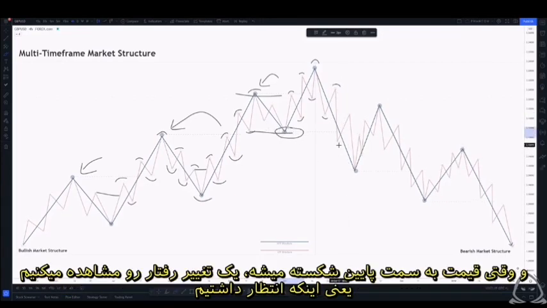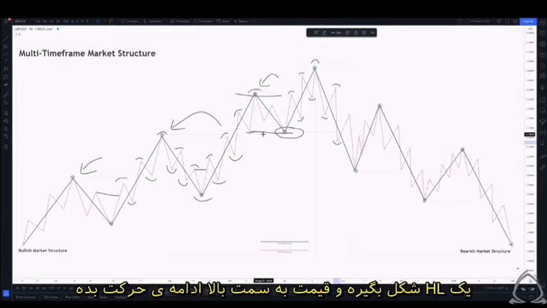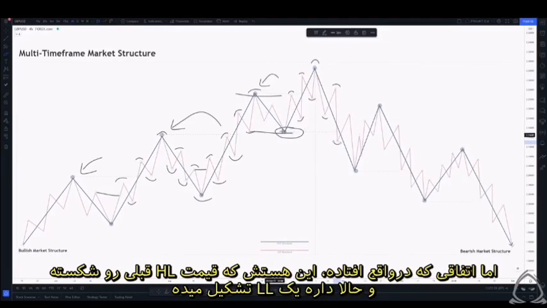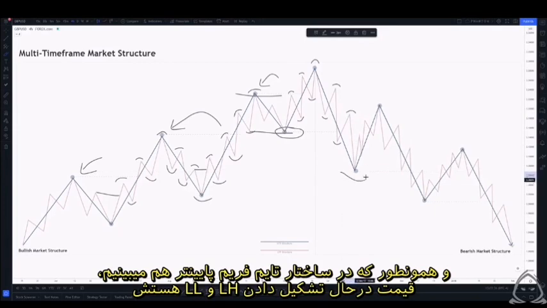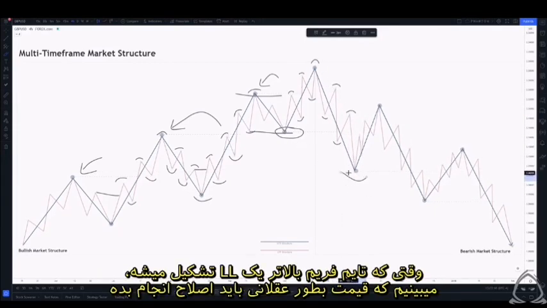And as we break to the downside, what we can now see is we're seeing a change of character, meaning that we were expecting a higher low to form and price would continue moving to the upside. But what has actually happened is price has broken the previous higher low and is now forming a lower low. And as we can see on the lower time frame structure as well, we're creating lower highs and lower lows. And as the higher time frame puts in a lower low, we can see that price is logically going to start to retrace or correct.